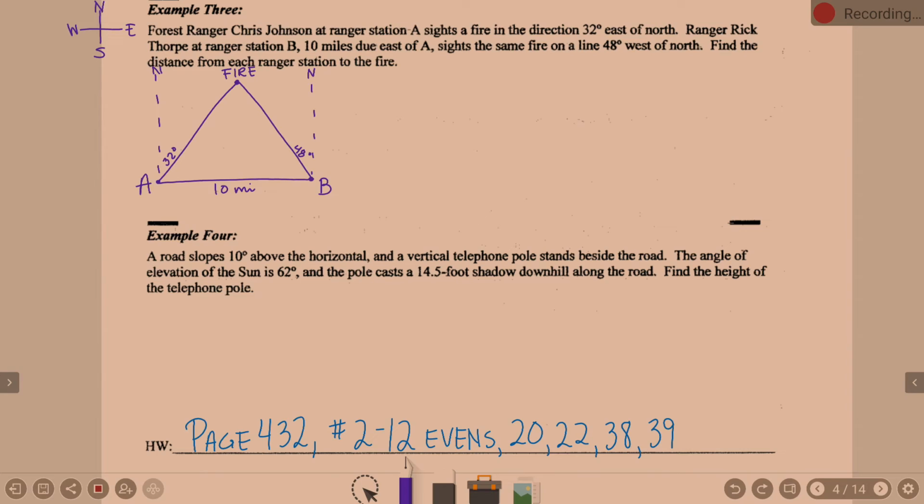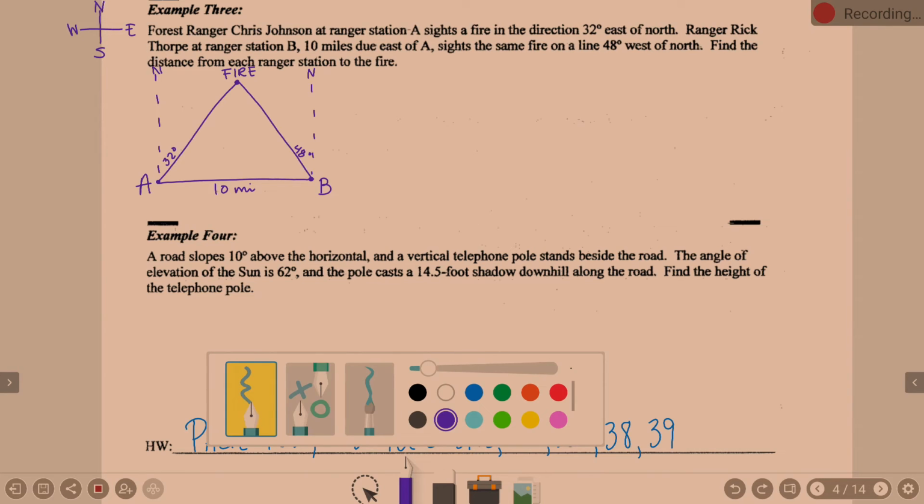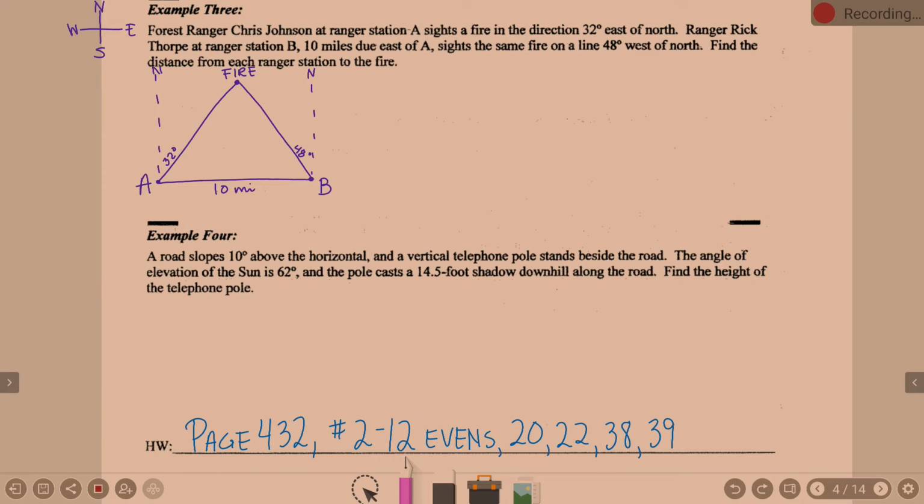Find the distance from each ranger station to the fire. So I'm being asked to find the distance from Ranger Station A to the fire, which I'm going to call little b. And I'm being asked to find the distance from Ranger Station B to the fire, which I'm going to call little a. So you don't have to know C at all.